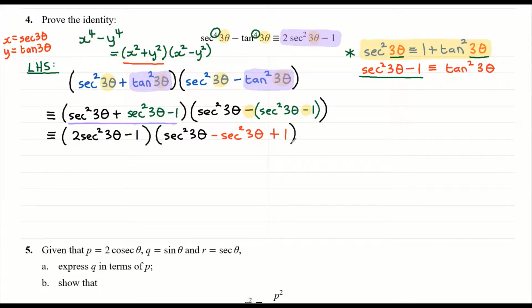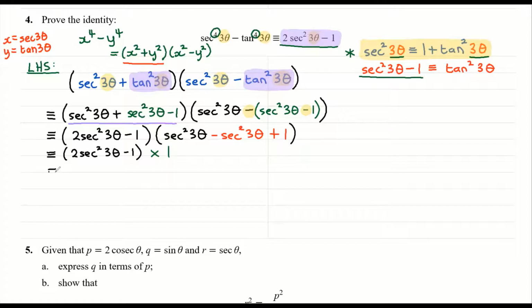Okay, so we've got some tidying up to do in the left-hand bracket. Sorry, I beg your pardon, the right-hand bracket now. So we've got 2 sec squared 3 theta, subtract 1. And if you'll notice, the sec squared 3 thetas are going to cancel. So all we're left with in that right-hand bracket is just 1. And you'll notice this is exactly what we wanted. Okay, so we've got our answer. So I can just write down the answer now.